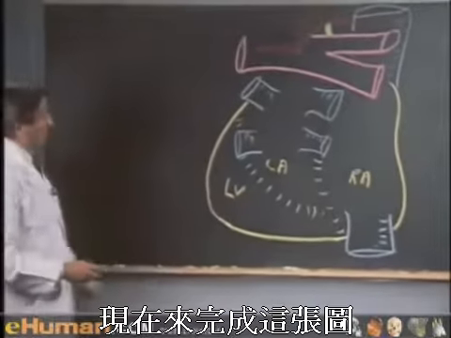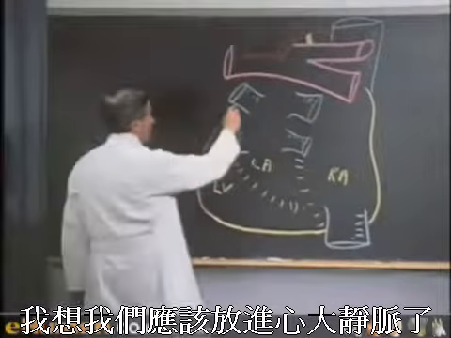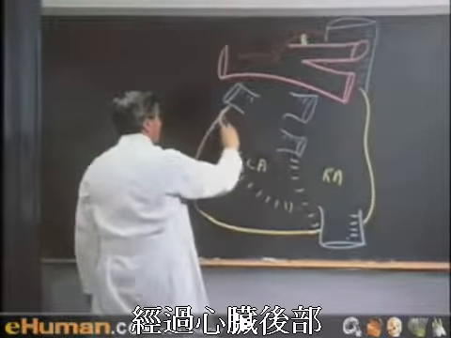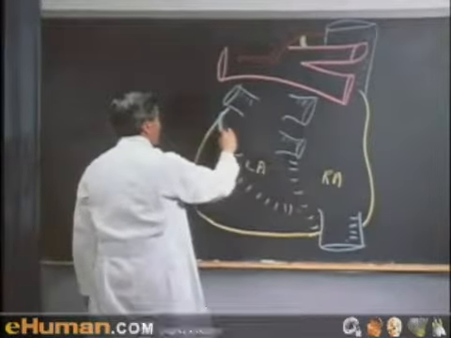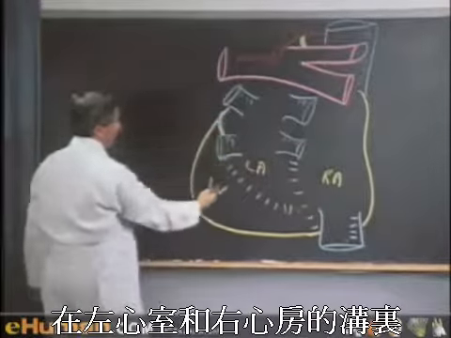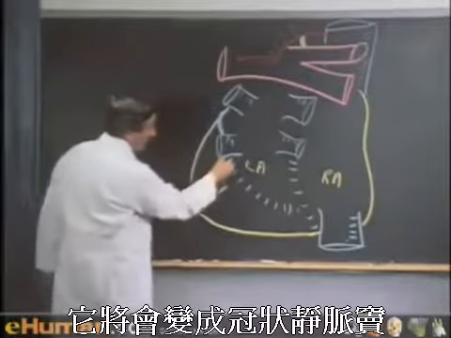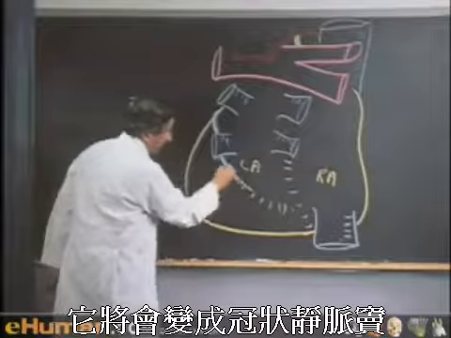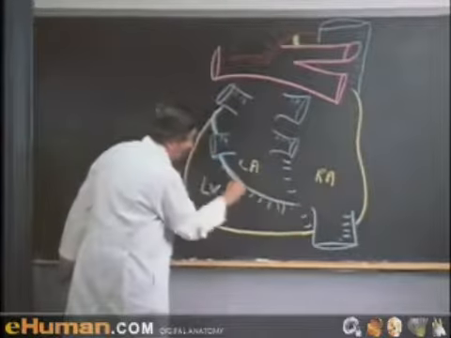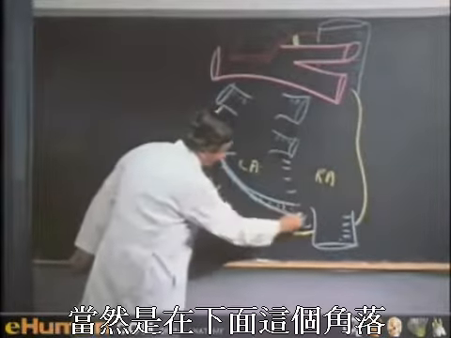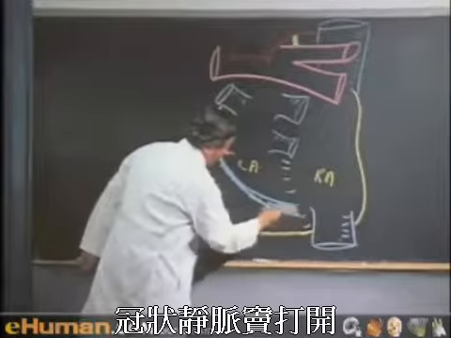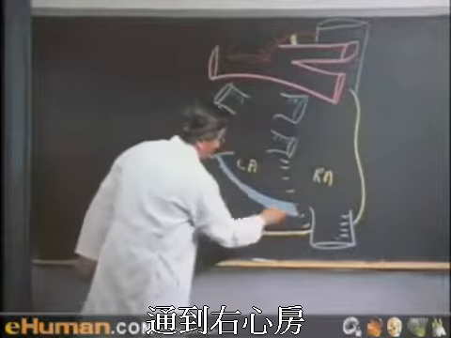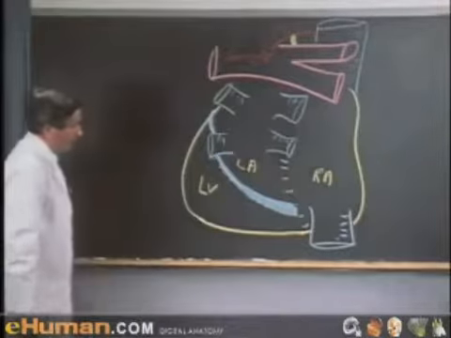And now, to complete this picture, I think we should put in the great cardiac vein coming over onto the posterior aspect of the heart in this groove between the left ventricle and the left atrium, and passing down, expanding as it's going, to become the coronary sinus. And of course it is down in this corner that the coronary sinus opens into the right atrium of the heart.